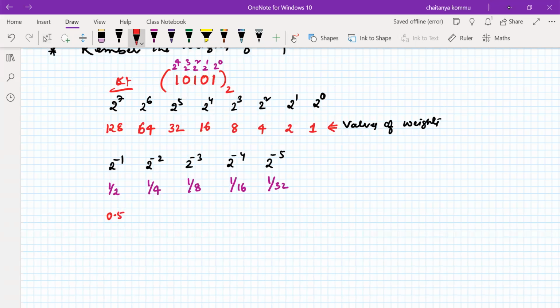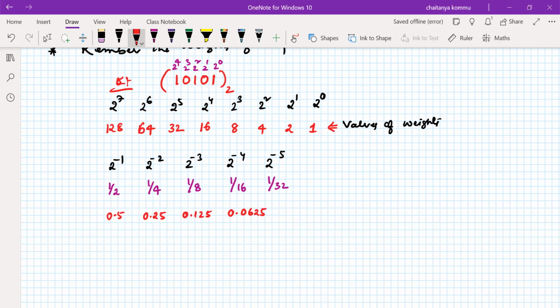1 by 4, any guess? What is 1 by 4? 1 by 4 is 0.25. 1 by 8 stands for 0.125. 1 by 16 is 0.0625. You can do it from the calculator also.